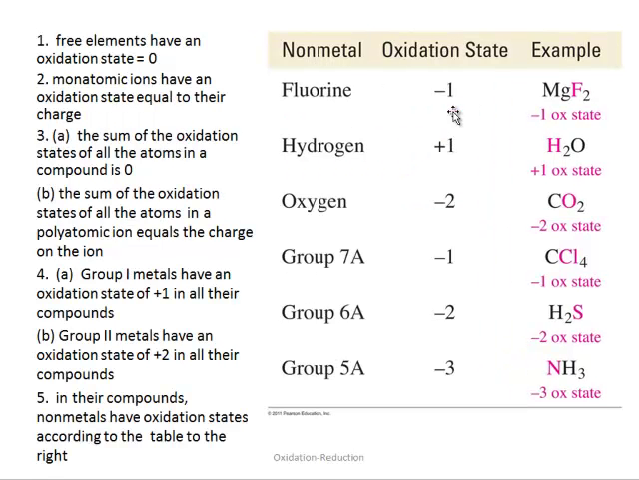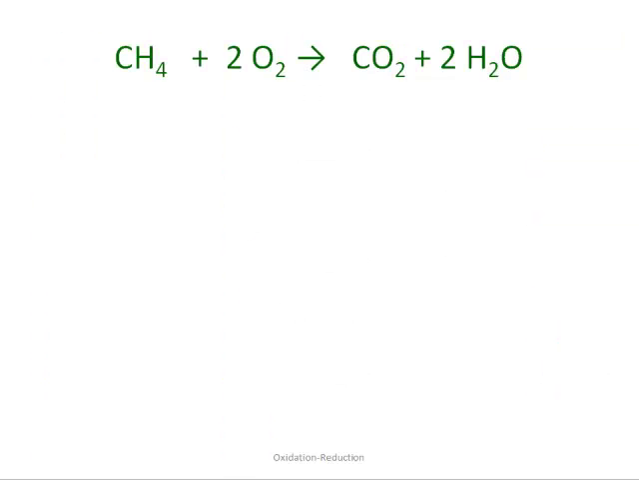Alright, so here's the list of the rules and the table to summarize. What we're going to do is take a look at various redox reactions. We're going to determine the oxidation state of each atom using these rules, and then we're going to determine what oxidation state has changed from the reactant side of the equation to the product side of the equation. Okay, so here's our first example.